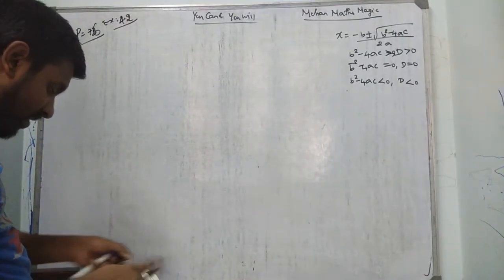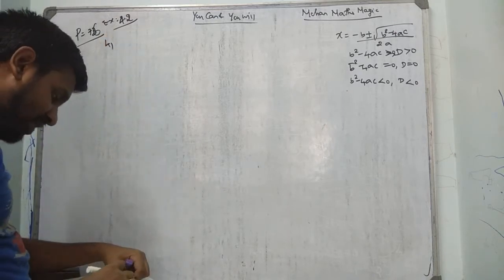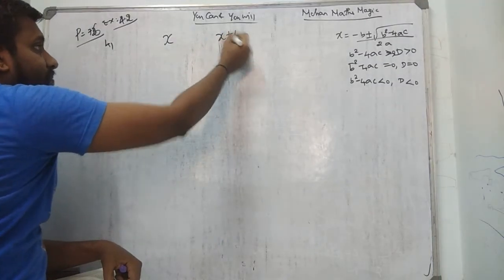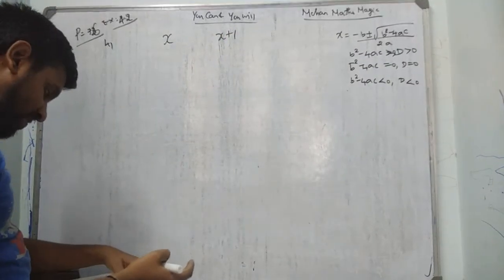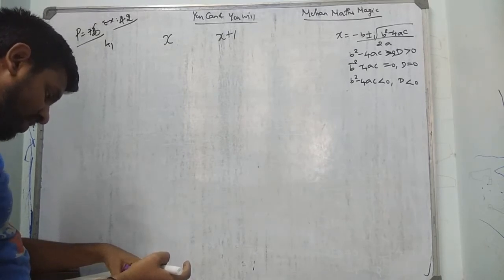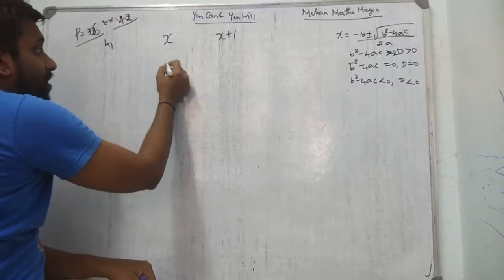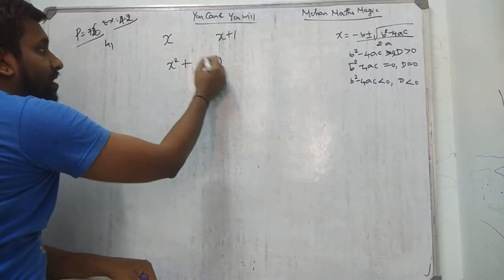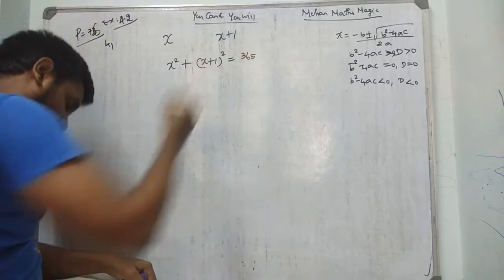Next, again, question number 4. Find two consecutive positive integers. Let one integer be x, the other one is x plus 1. I have explained this in the previous sums. The sum of whose squares is 365. You have to square. If I square this one, the sum gonna add, and this also I have to square. If I square and then add, now I'll get 365.